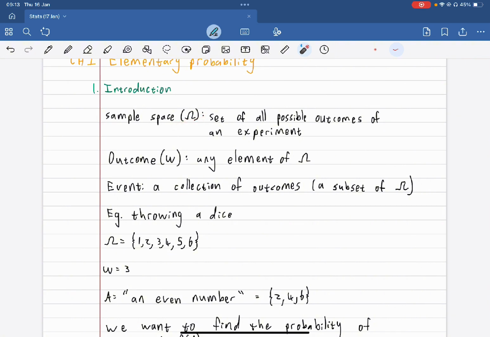Then an outcome, which is denoted by, it looks like a W, but it's a lowercase omega. This is any element of the sample space. So back to the dice example, if you're rolling a dice, the number 4 could be an element.